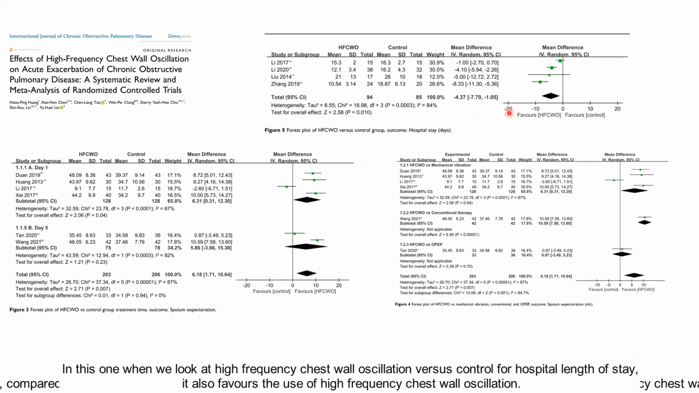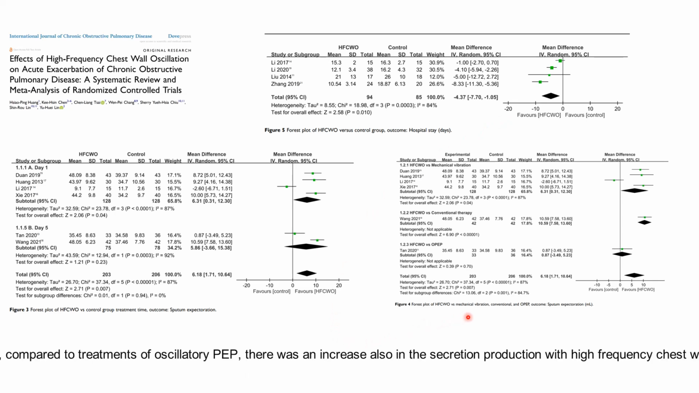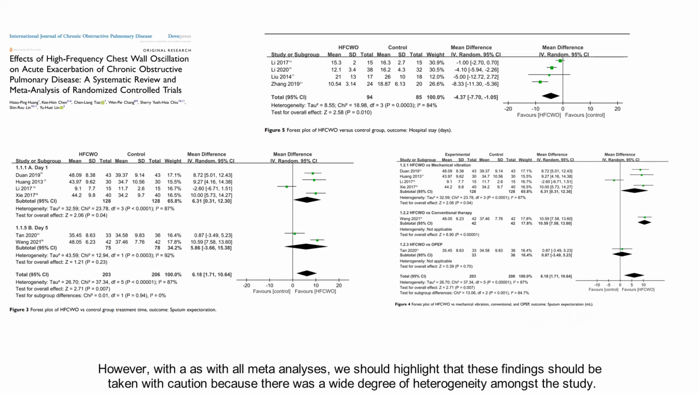In this one, when we look at high-frequency chest wall oscillation versus control for hospital length of stay, it also favours the use of high-frequency chest wall oscillation. And this one, compared to treatments of oscillatory PEP, there was an increase also in the secretion production with high-frequency chest wall oscillation. However, as with all meta-analyses, we should highlight that these findings should be taken with caution because there was a wide degree of heterogeneity amongst the studies.